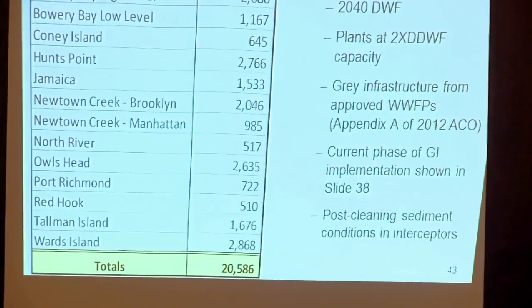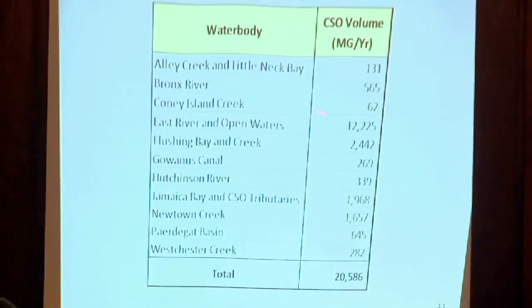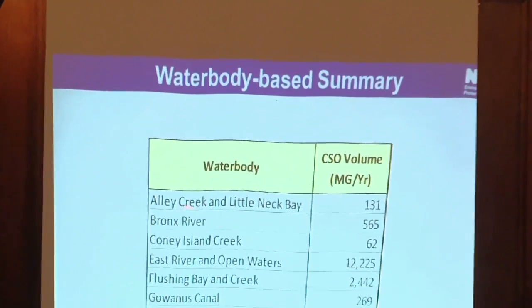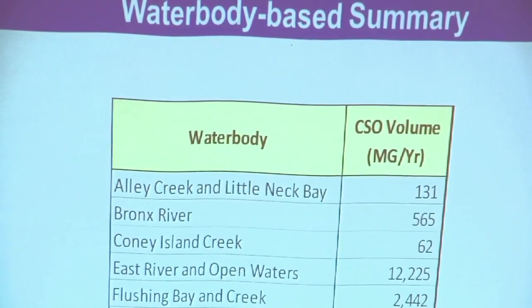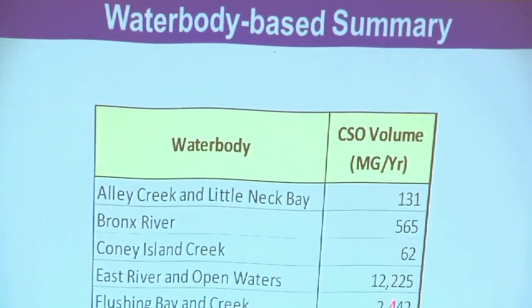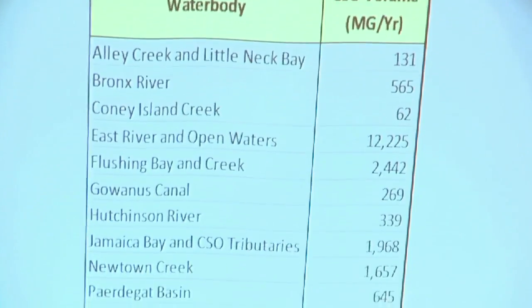And then summarizing them in a different way in terms of the water body, for the Alley Creek, Bronx River, etc. Again, that total remains the same, but it gets distributed among the different waterways.